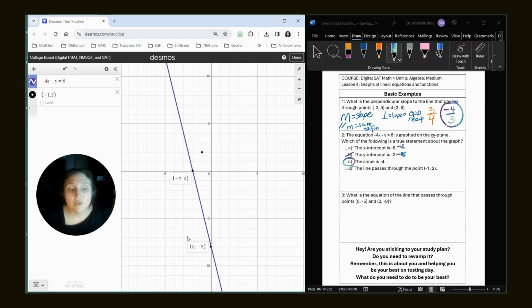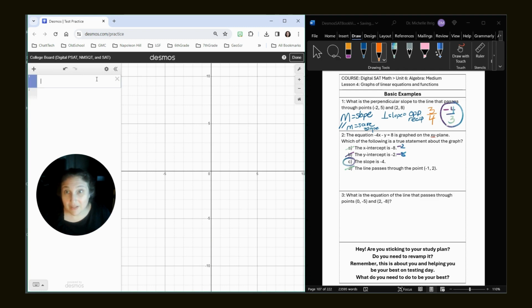All right, what is the equation of the line that passes through the points there? Okay, well, there's a lot of different ways to do this. First, we need to find the slope. So we're going to draw our line and do a table. And so we've got 0, -5, 2, -8. And we're going to connect our dots, long press, lines.